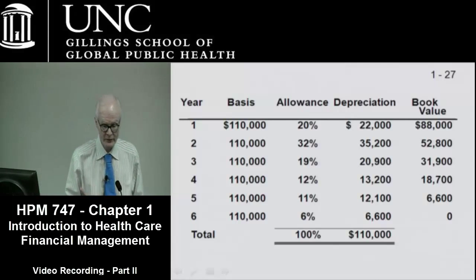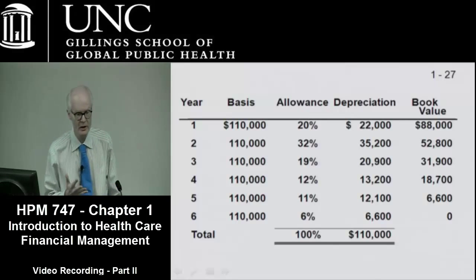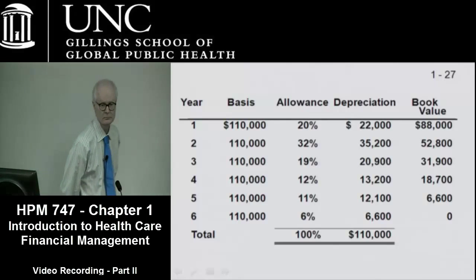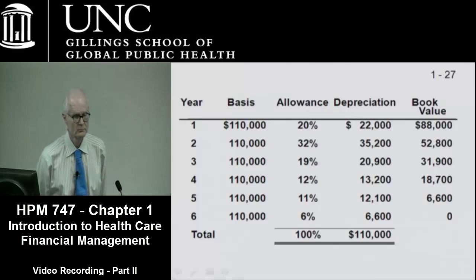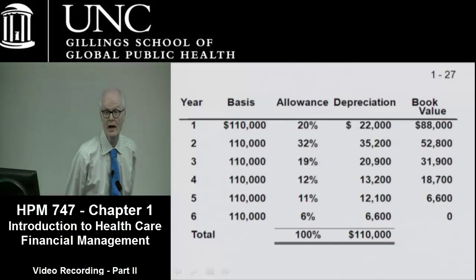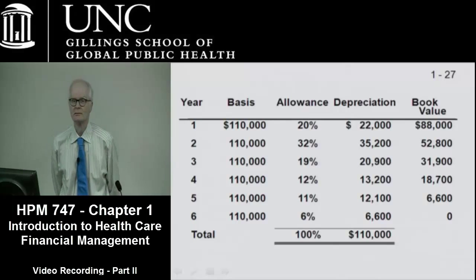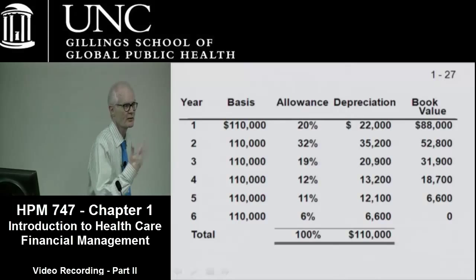So one of the interesting questions is then, what happens if this organization, at the end of the 3rd year, what is this asset worth according to the government? $31,900. What happens if the organization sells the asset for $40,000? They're taxed on... What do they get taxed on?